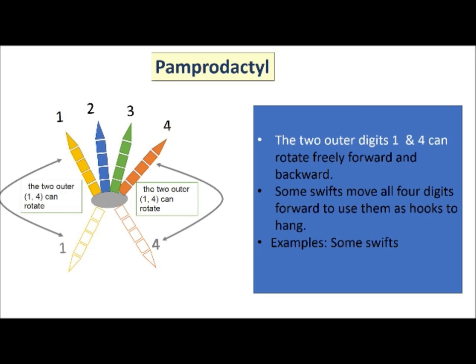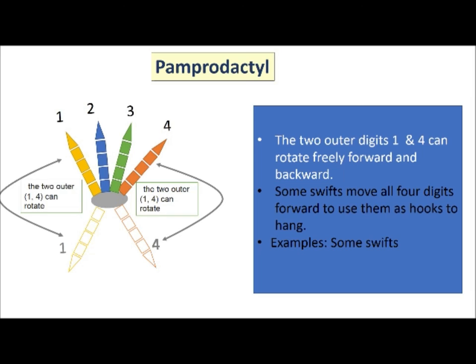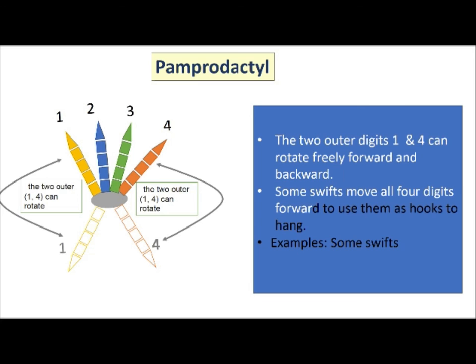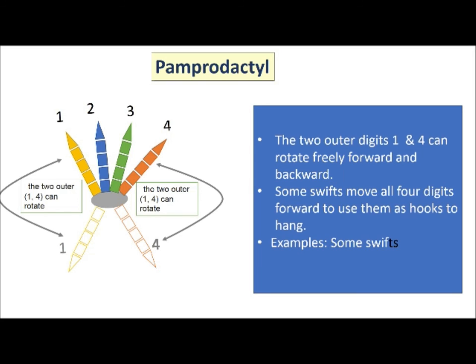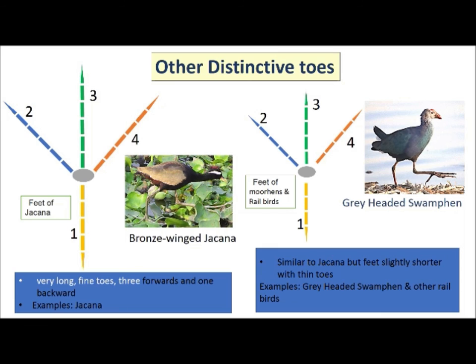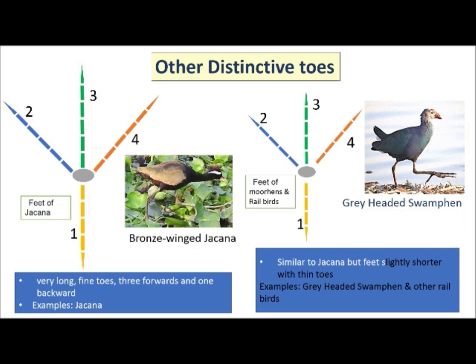Pamprodactyl. In this foot arrangement, the two outer digits marked as 1 and 4 can rotate freely forward and backward. Some swifts move all 4 digits forward to use them as hooks to hang. Examples are some swifts. This slide explains a few other distinctive toes, like in the jacana, which has very long and fine toes. Also, the gray-headed swamphen and other rail birds have toes similar to the jacana, but the feet are slightly shorter.